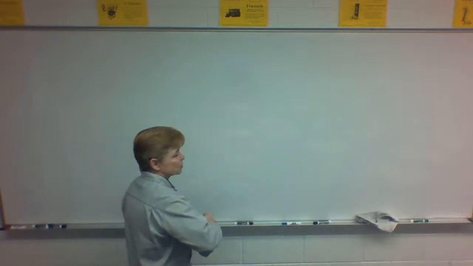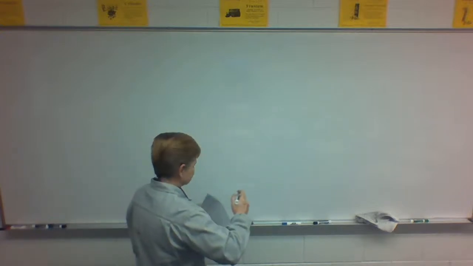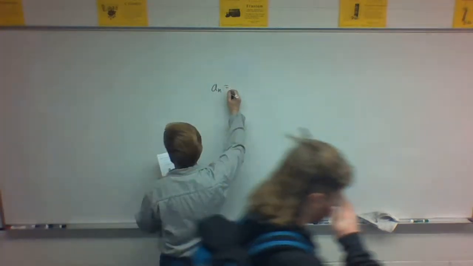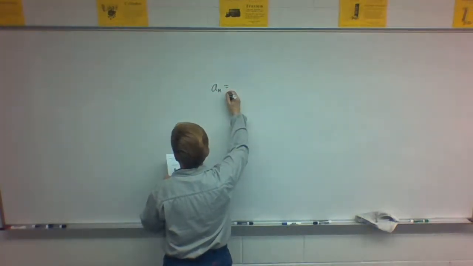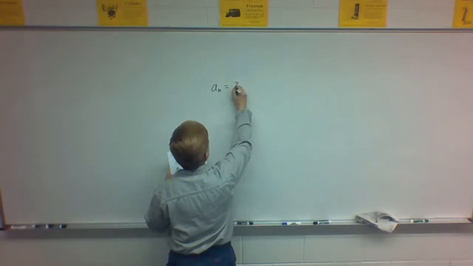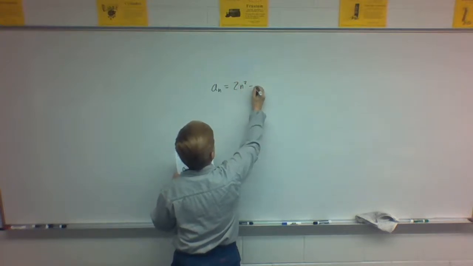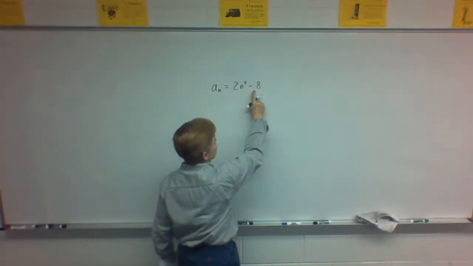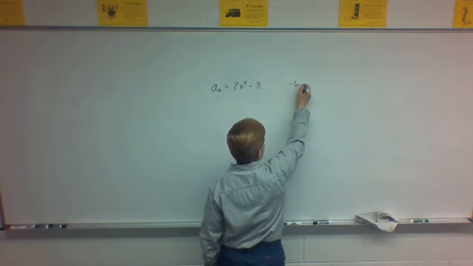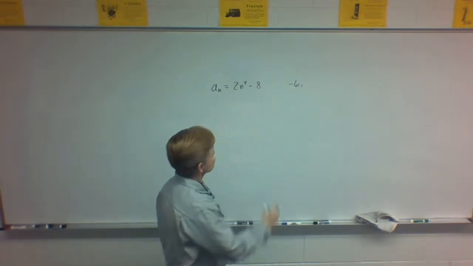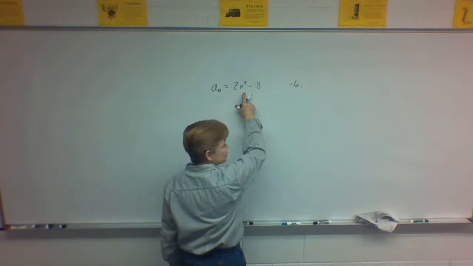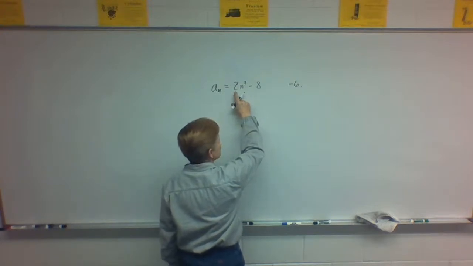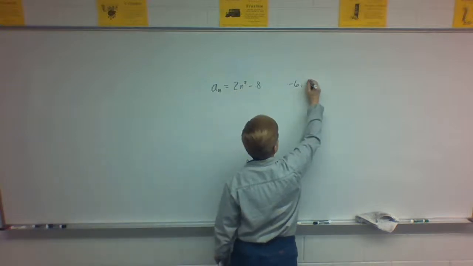I may not be able to get 6 terms because this may get really big really fast, but if I have this formula, AN equals, well, we'll just say 2n squared minus 8. Put a 1 in there, you're going to get 2 minus 8 for your first term, which is negative 6. You understand that? You put 2 in there, you have to square first. You have to follow order of operations. 2 squared is 4. 4 times 2 is 8, and 8 minus 8 is 0.